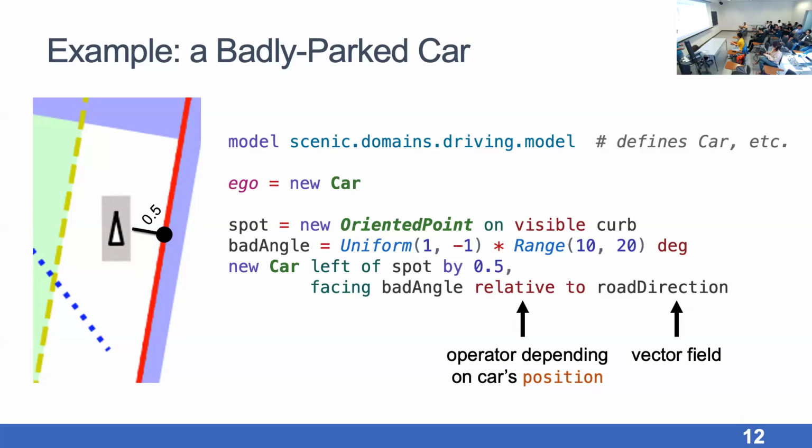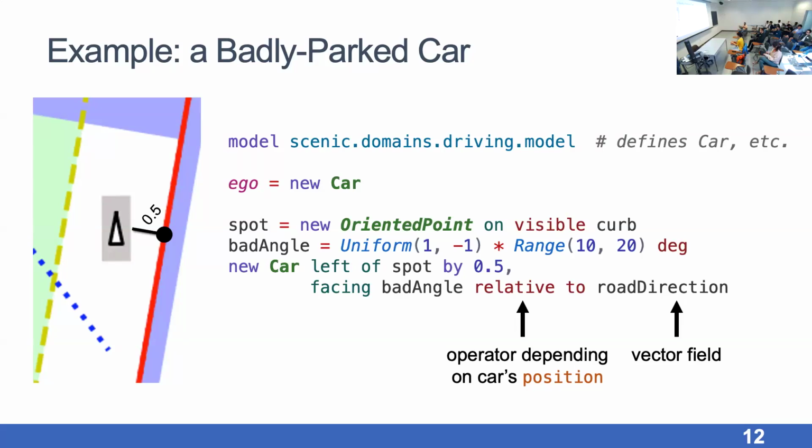Yes, here. What's the difference between an oriented point and a vector field? Yeah, so an oriented point is a specific point in space, like right here, with an orientation. A vector field is something that says at every point in space, I give you an orientation.